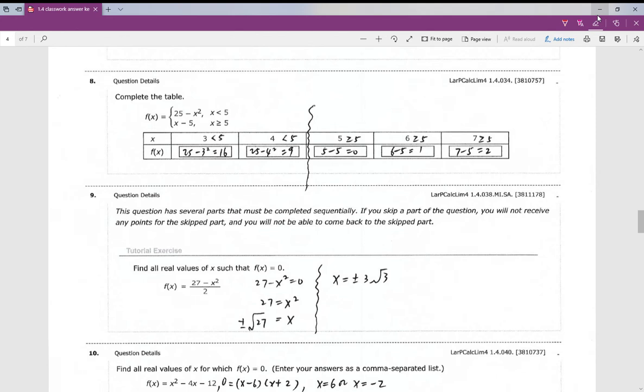Number 8, we call this a step function. You have 2 steps.